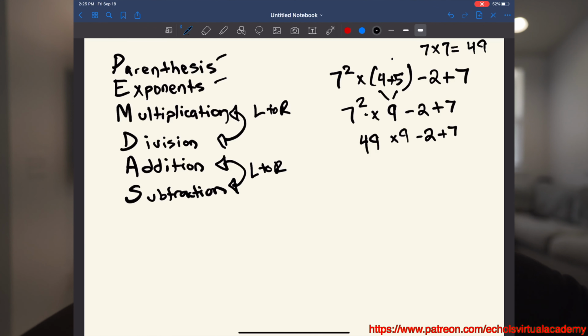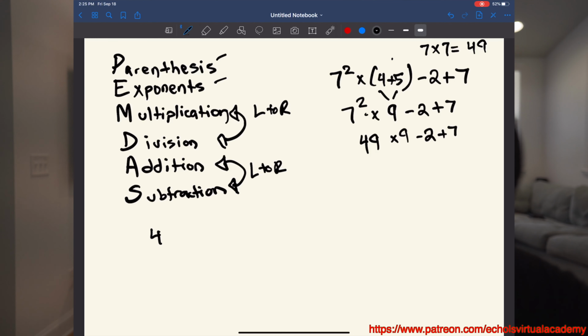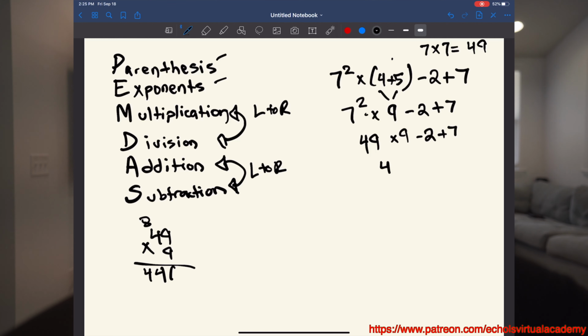Now we look next and see multiplication. We've got multiplication because we've got 49 times 9. So 49 times 9 is pretty big, so we'll go over to the side and we'll do that. 49 times 9. 9 times 9 is 81. We put the 1 down, carry the 8. 4 times 9 is 36. Plus 8 is 44. So 49 times 9 is 441. 441 minus 2 plus 7.